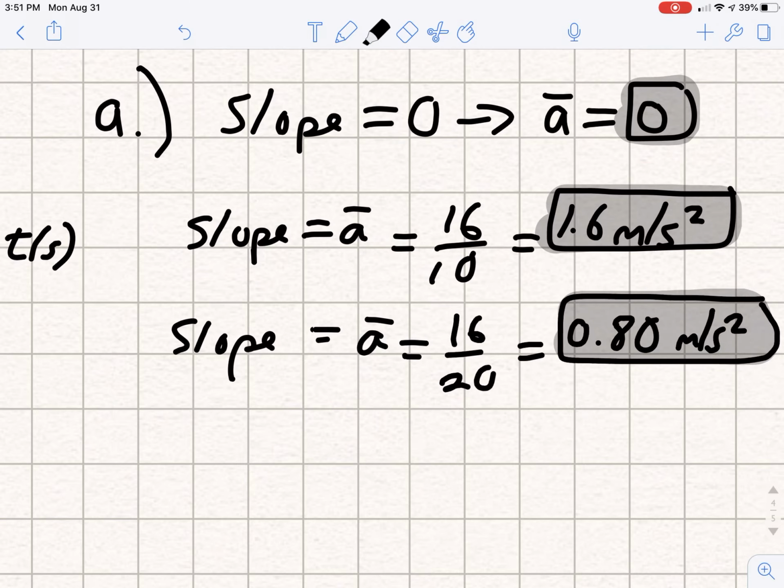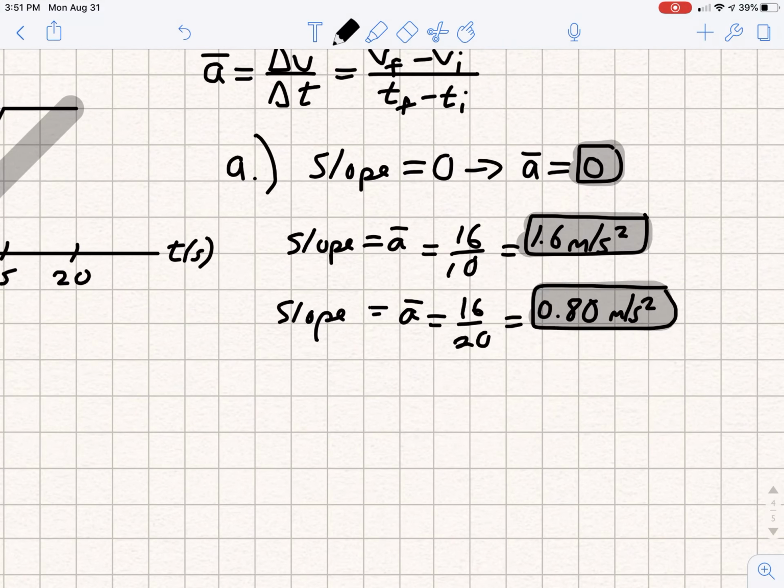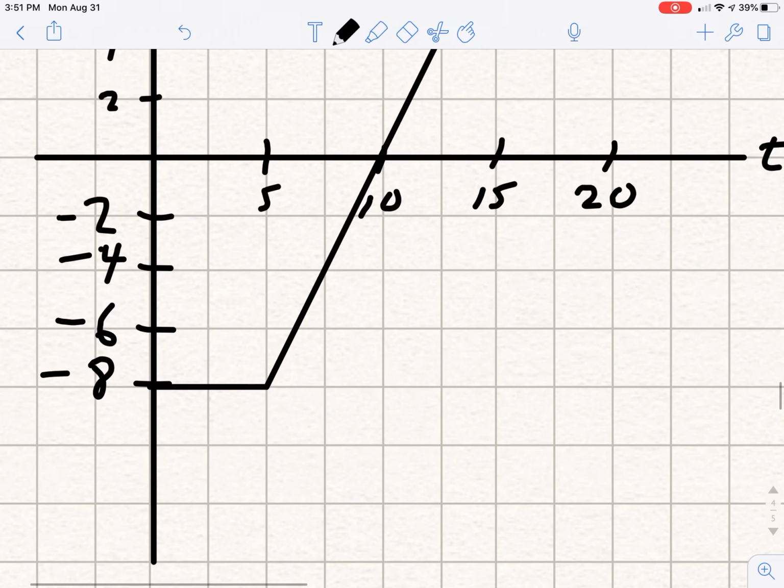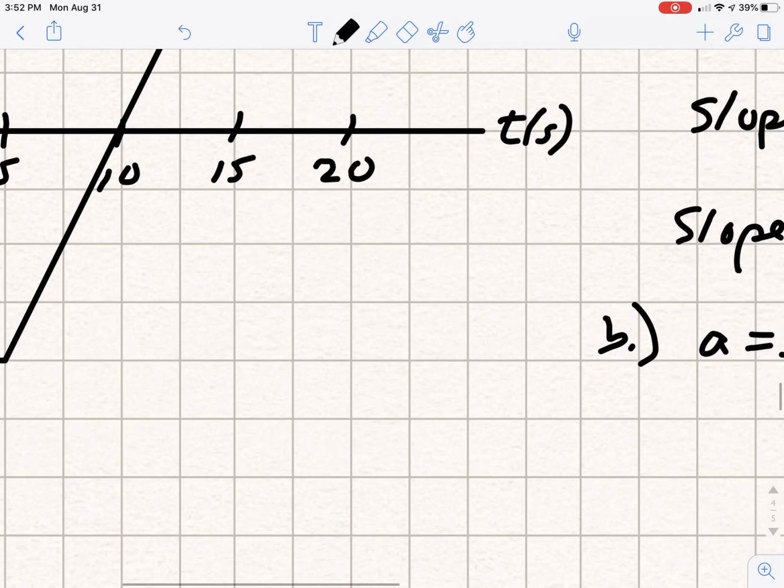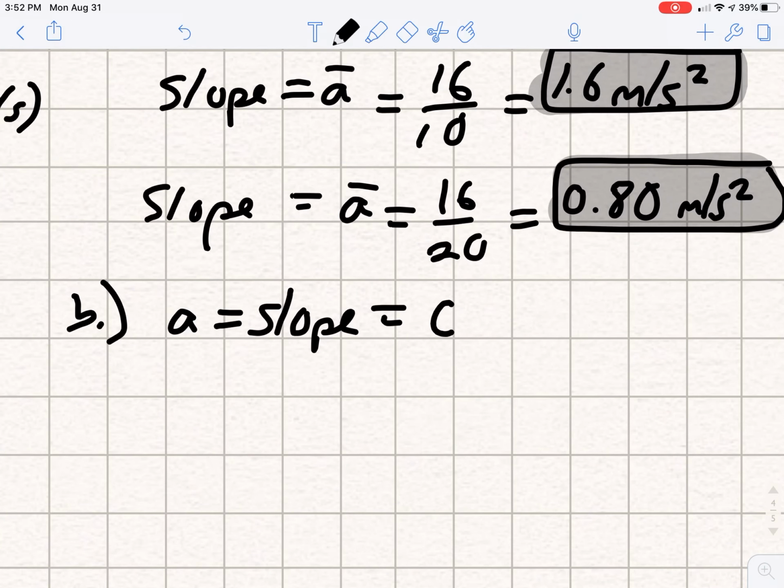To find the instantaneous accelerations, it's the same thing. It's the slope of a velocity time graph. However, it's the slope at a particular time. So the acceleration at 2 seconds equals the slope at 2 seconds. Now, 2 seconds would be about right here. So if I go down to the graph right here, I can see that's part of a flat line. A flat line has 0 slope. Therefore, 0 acceleration.